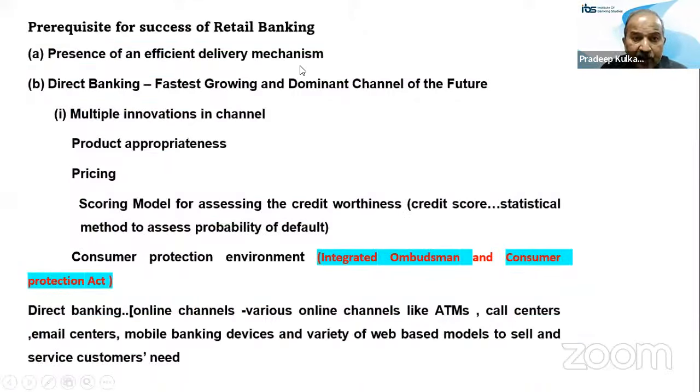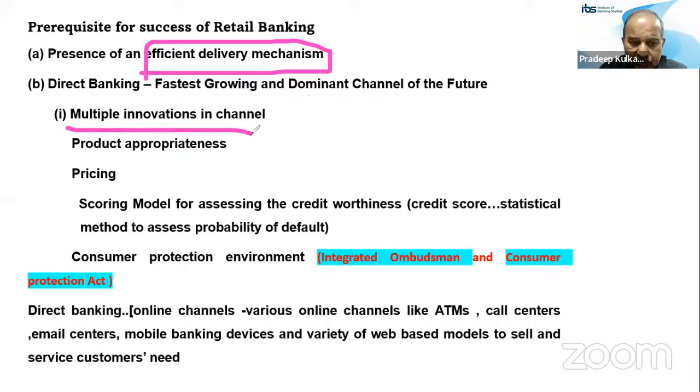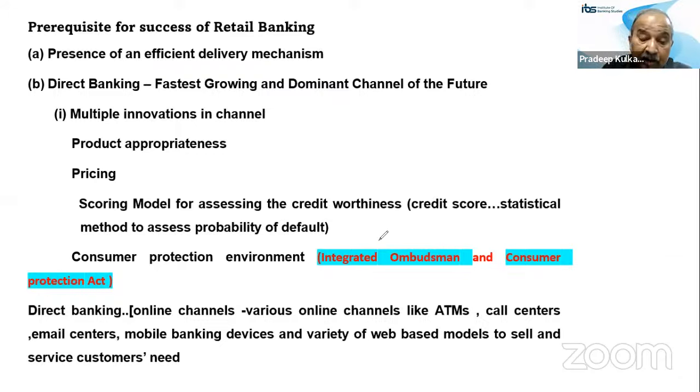And then there are few things one needs to remember as far as exam point of view. This slide talks about two important things. One is that we have to have the efficient delivery mechanism, means providing service in a very effective way. Unless and until that is in place in the bank, retail banking growth becomes very, very difficult. Okay. Number two, there are innovations on multiple channels. Okay. And parallelly, customer product appropriateness, pricing, and third thing, for any dissatisfaction or improper service given by the bank, the issue comes up with regard to customer dissatisfaction. And that customer dissatisfaction leads to the customer grievance.